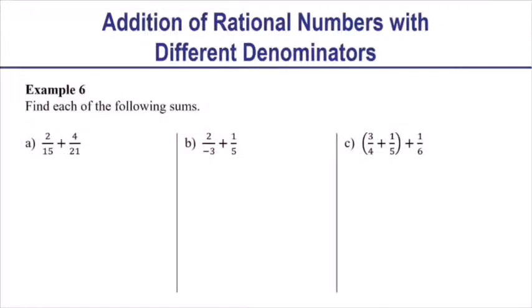Okay, here is an example for us. We're just going to find each of these sums, and we're going to use the ideas that we saw with the concrete models, but I'm going to lead you toward a little bit more of an abstract algorithm for finding these answers. Okay, here we have 2/15 plus 4/21.